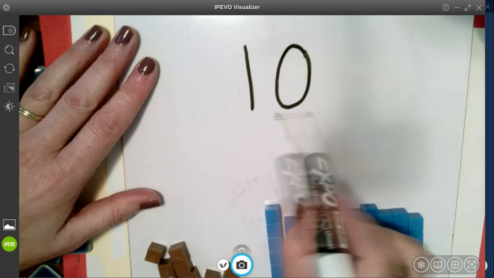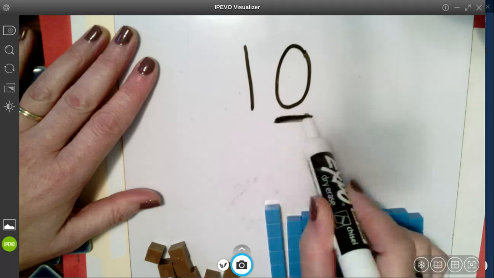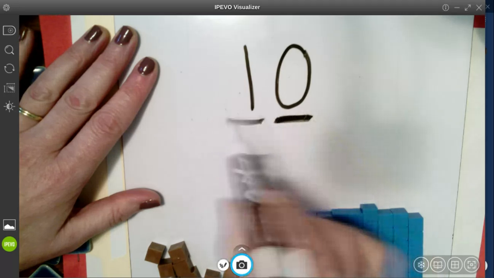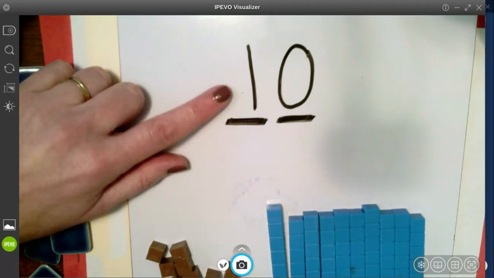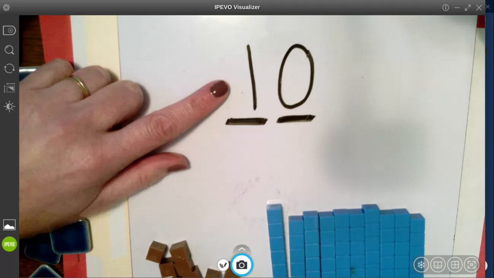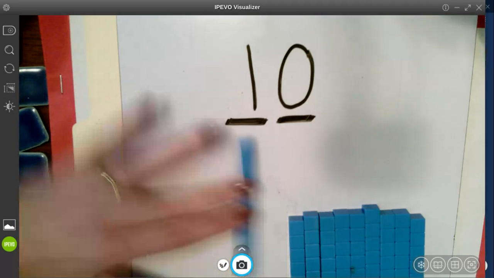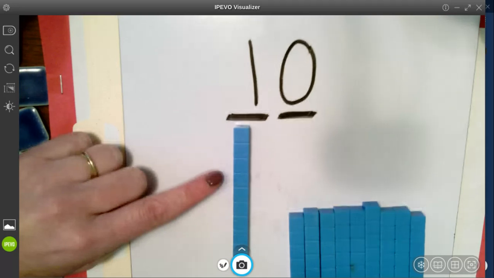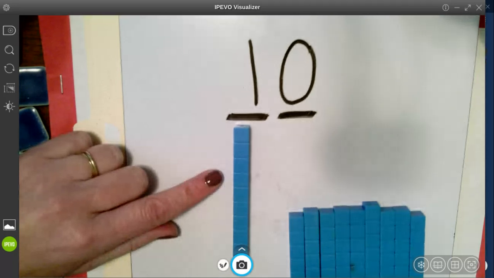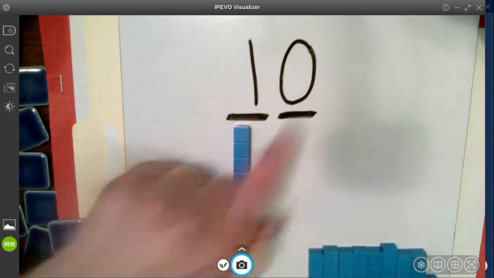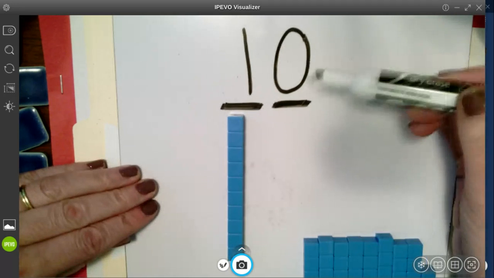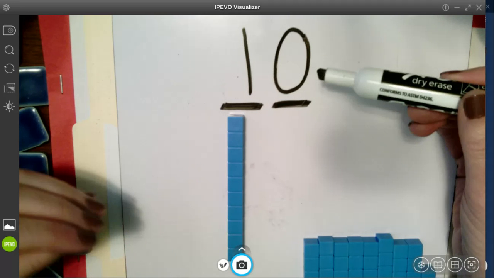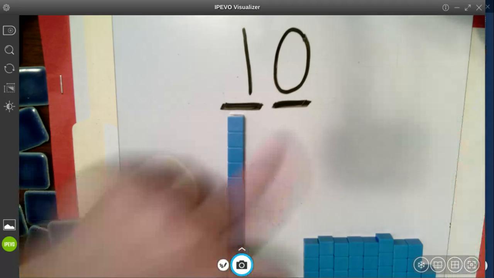Remember, this side is the 1's place and this side is the 10's place. So how many 10s do I have in the number 10? How many groups of 10? Just one. So I'm going to go ahead and take one of my 10s or my longs, and I'm going to put it right underneath that side. Now when I look over here at this side on the 1's place, the 0 represents what? What does 0 mean? That's right, nothing. So I'm not going to put any more 1s there.